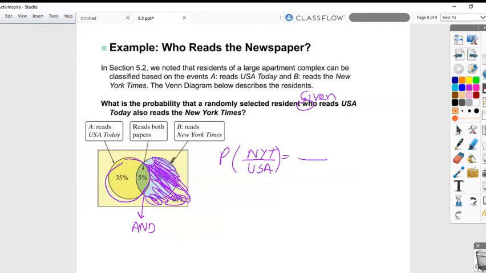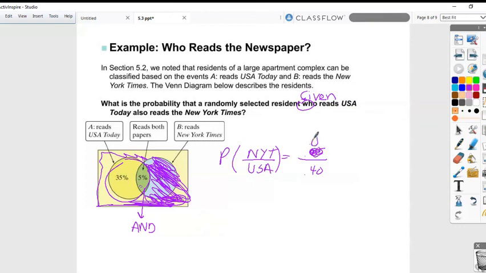Just like on a table, cross everything else out except what you're given. So you are only given 40%, because 40% of the population reads USA Today. So just like on a table, when you're doing a given, you only do what you're given. Then out of what you're still left with, what percent read the New York Times? Well, 5%. If you put your pen down, those are the people that read the New York Times right there.